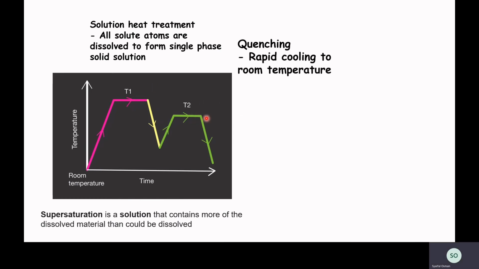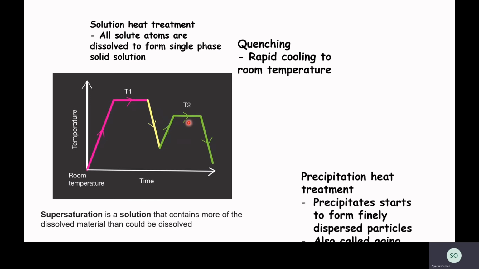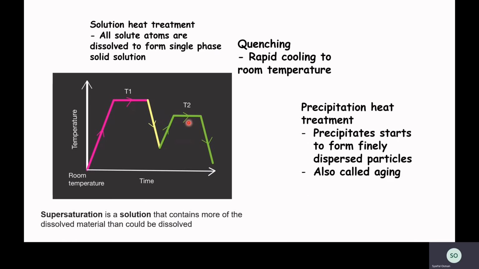And finally, we have precipitation heat treatment, as shown here. This is where the precipitates start to form finely dispersed particles, and this process is also known as aging, and is the last and the most time consuming step of precipitation hardening.